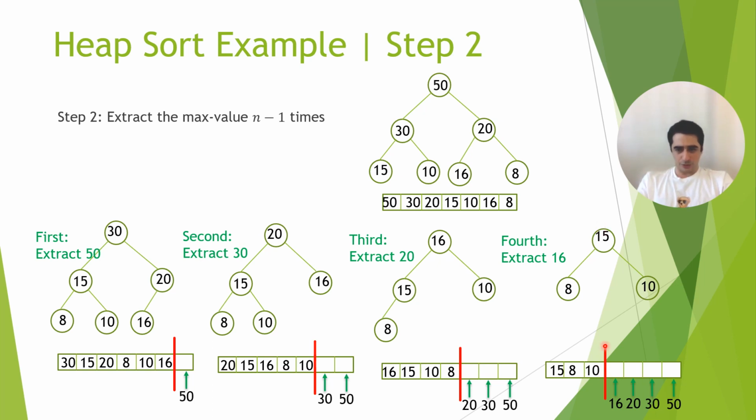You see this red line that shows the border between the sorted subarray and unsorted subarray. As long as this red line hasn't reached the beginning of the array, we still have extract max to do until we get to the sorted list.